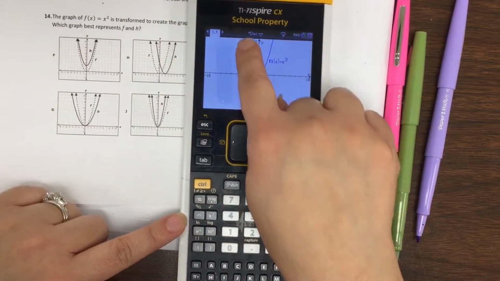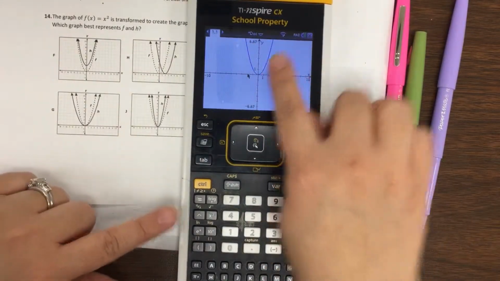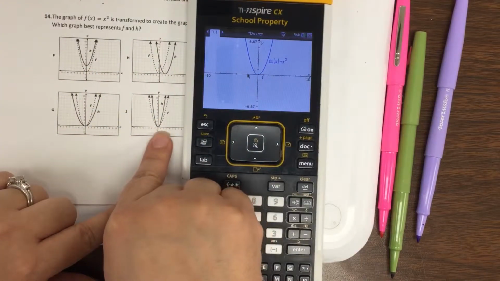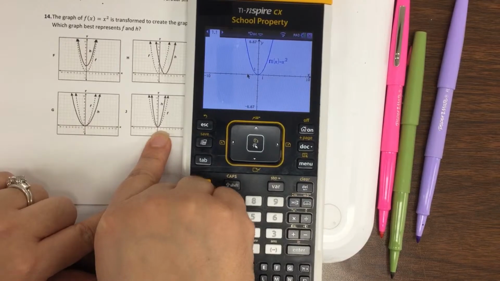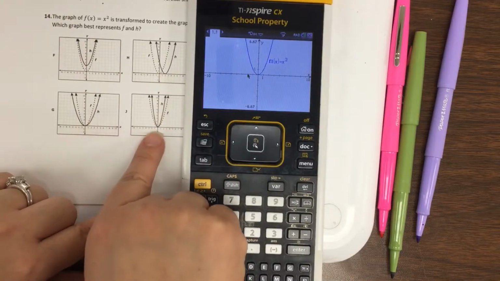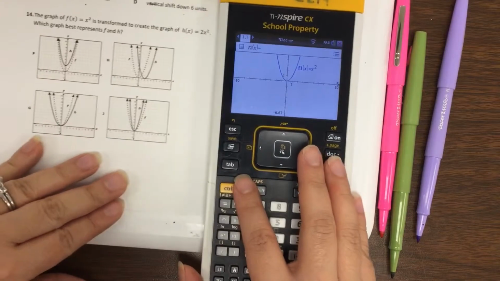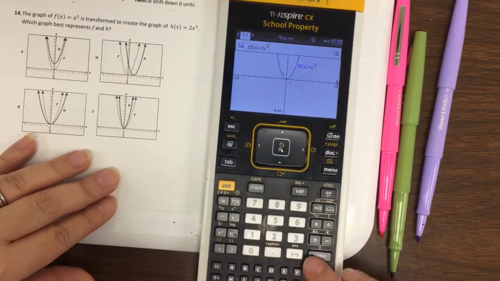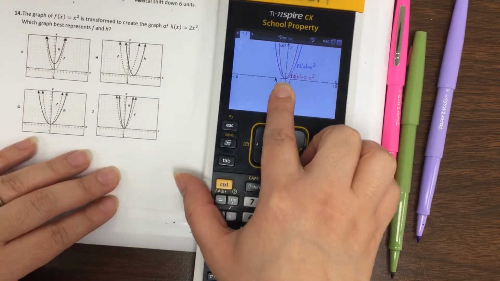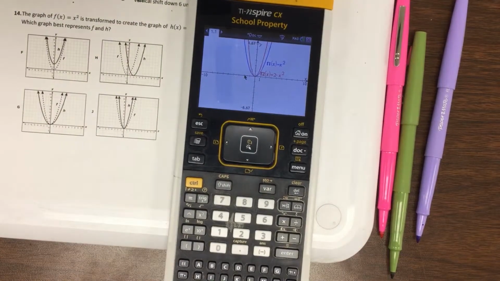So this is my original. This is my f of x equals x squared. And so here, since this is my original, if you look at the labeling, I want to make sure we have it labeled correctly. So here, this one looks good. Okay, it's kind of hard to weed out. So let's go ahead and graph our h of x. Let's see, h of x is going to be 2x squared. Okay, and so it looks like they have the same vertex, and the new graph is a little bit more narrow. There's a vertical stretch going on.